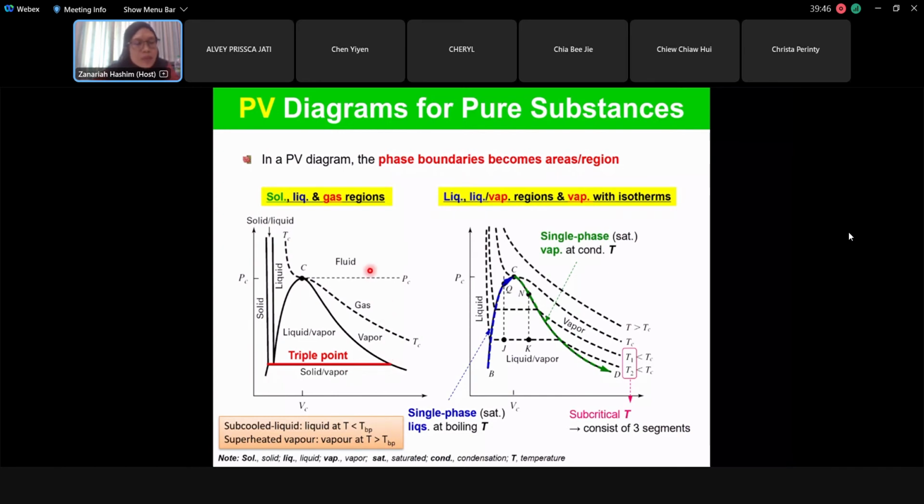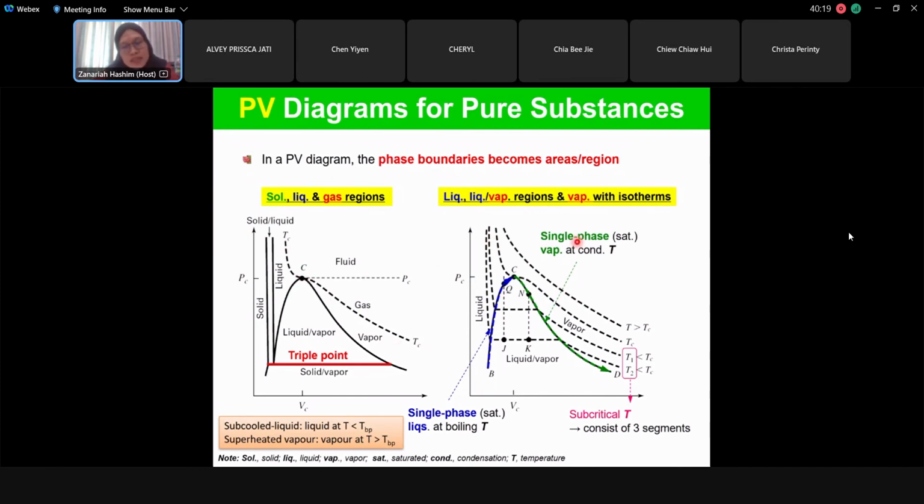All right. Still, you will have the critical point C. The critical point here is the top point of the liquid-vapor region. So this is the critical point. Again, you have the critical pressure PC and the critical temperature TC. Now the temperature here is shown by lines, in this case the dashed lines.